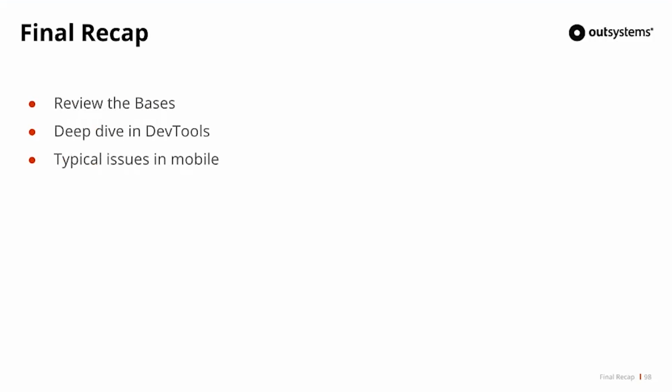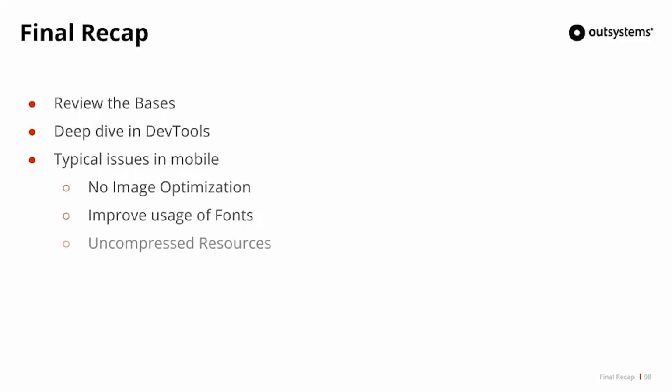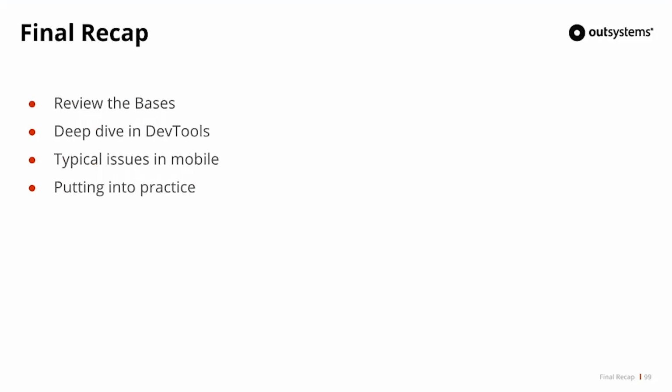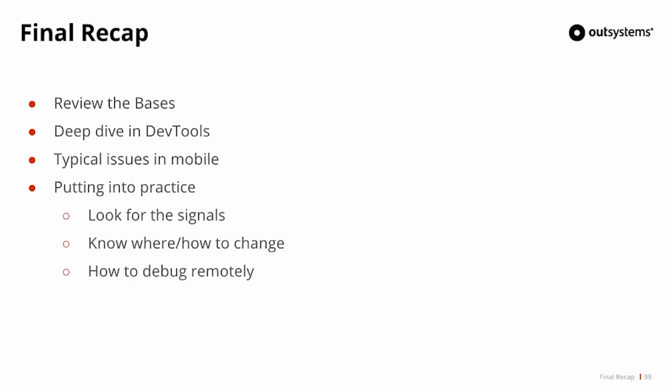We saw the typical issues in mobile: no image optimization, improving your usage of fonts and compressed resources, external resources, excessive resources, and cached resources. Also, we saw parser-blocking JavaScript. In the end we put it into practice, we started looking into the signals and knowing where and how to change, and we debugged remotely in OutSystems Now in a web browser.